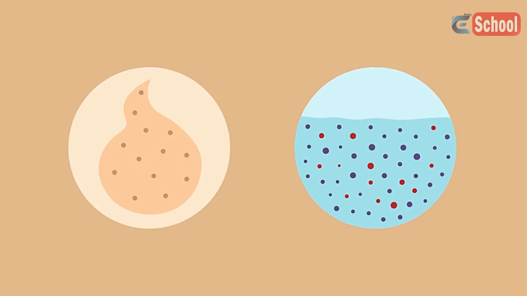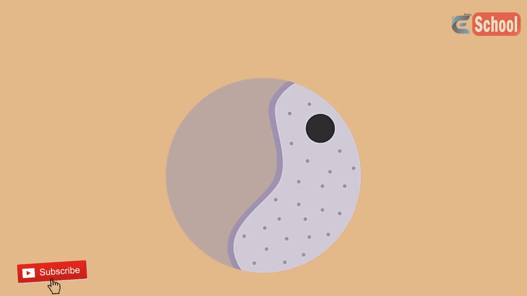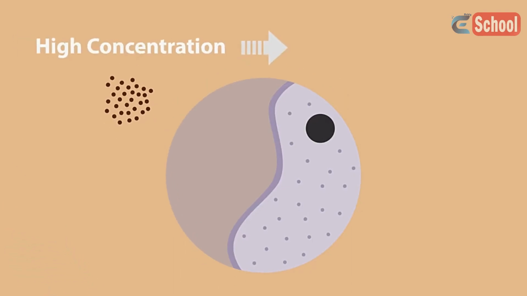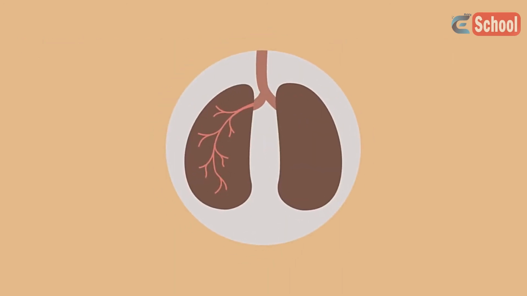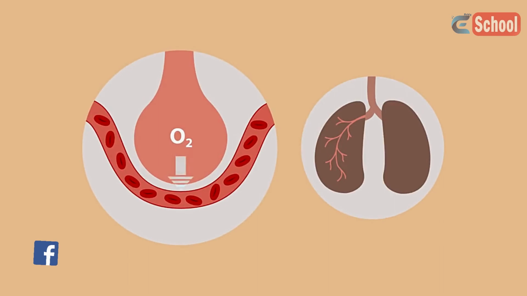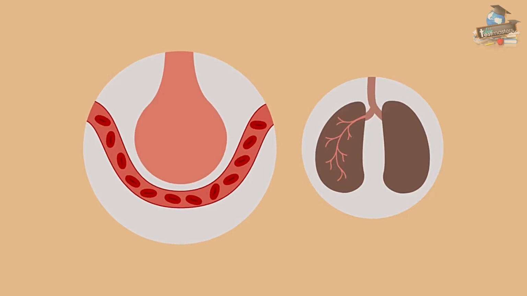Diffusion is seen throughout nature, and allows substances to pass into or out of cells across the cell membrane. But they must be dissolved, and there must be a concentration gradient that they can move from high concentration to low concentration. Gas exchange in the lungs, so oxygen moving from the alveoli into the blood, and carbon dioxide from the blood into the alveoli, are both great examples of diffusion.